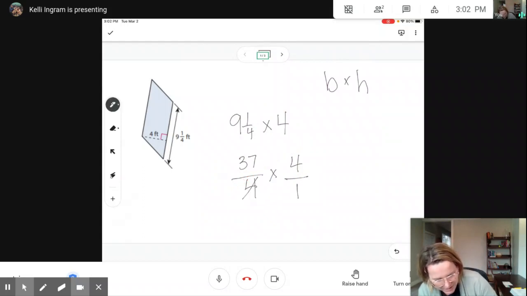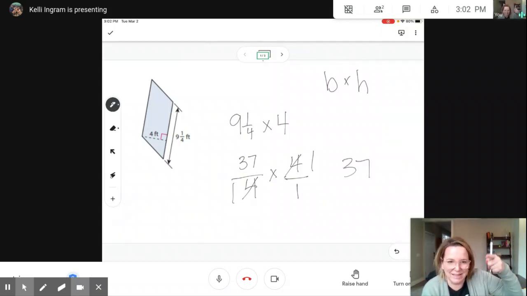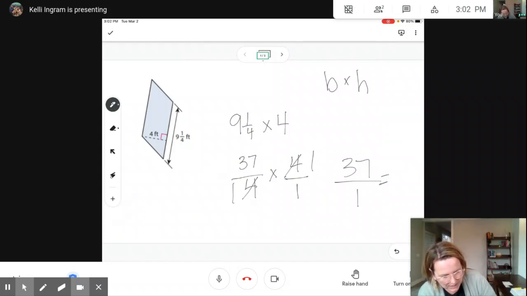4 goes into 4 one time, 4 goes into 4 one time. Now when I'm multiplying, I'm doing 37 times 1. I like that math way better. And then 1 times 1 on the bottom. So that's the same as 37 feet squared.